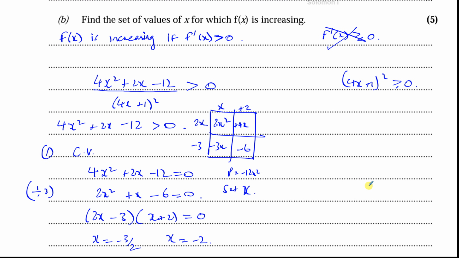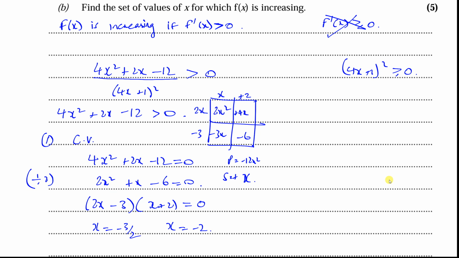Now we want to find the values for which the function is increasing. So we're going to draw this quadratic. I'm not actually drawing the original equation here. I'm drawing the gradient function, or the part of the gradient function that I need to analyze to find the values of x for which it's positive and negative.